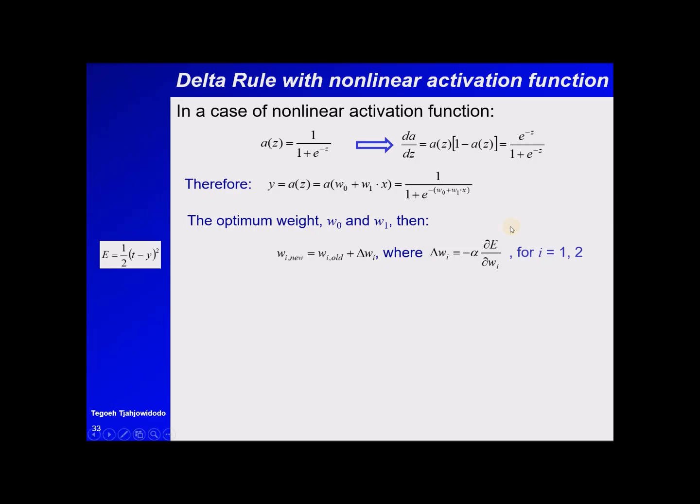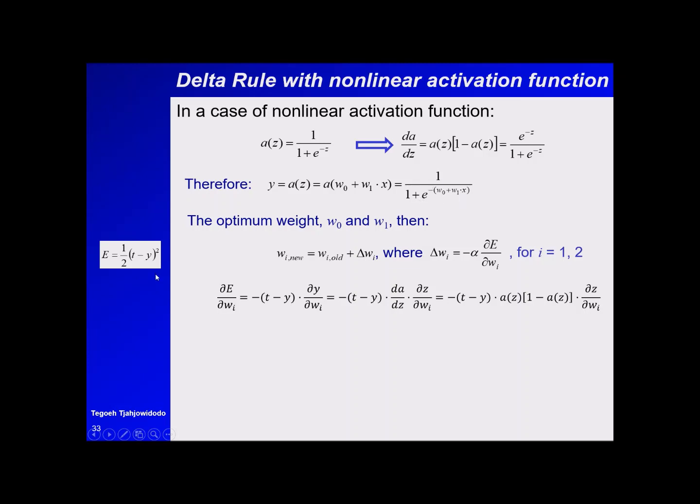Where error here, as we have already discussed many times, for simplicity is always expressed like this: half times (t, the target, minus the output of our network) squared. So when we are going to evaluate this updating factor, this is what we will get. Error is this half times (t minus y) squared. We are going to differentiate this with respect to w, where w appears in y. y is a function of w.